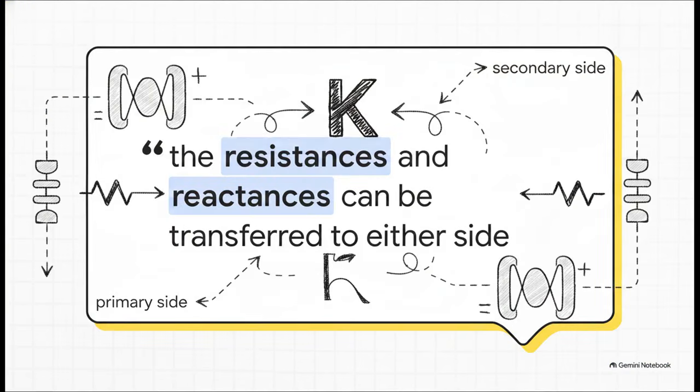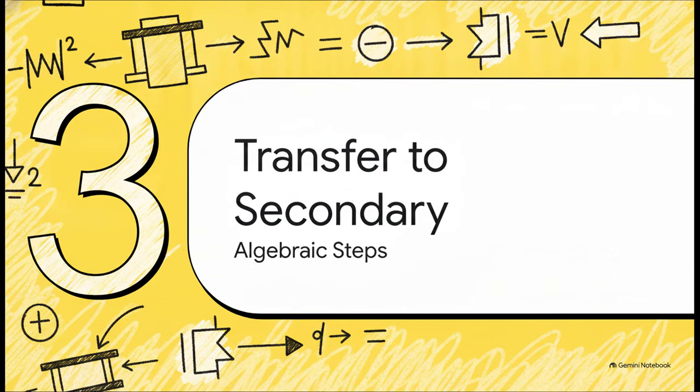So how do we actually bridge that gap? We need a mathematical universal translator. And that is the transformation ratio, K. As our source material brilliantly points out, to make the calculations easy, the resistances and reactances can be transferred to either side. Literally, by using K, we can mathematically pick up the complex physics from the primary side and just transfer them right over to the secondary side. Let's see how that works in Section 3, transferring to the secondary side.